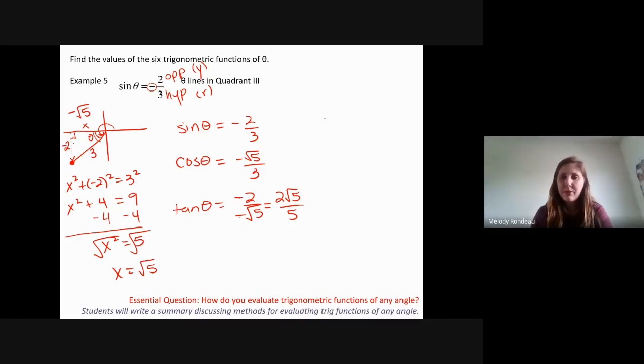Then all my reciprocals. Cosecant theta, that's going to be r over y. Secant theta, I got secant right this time.